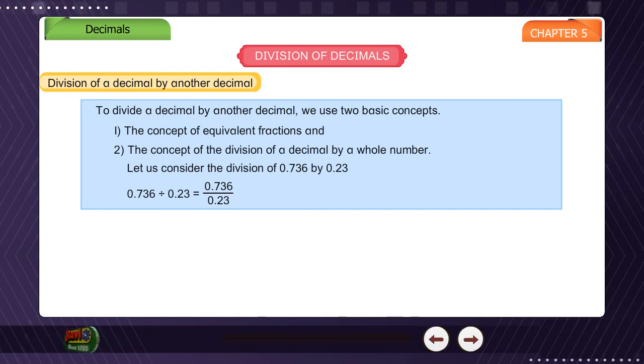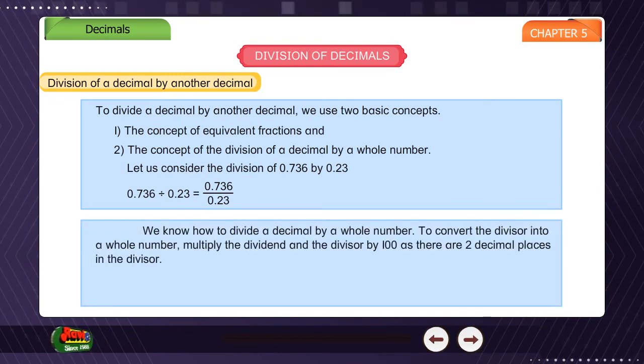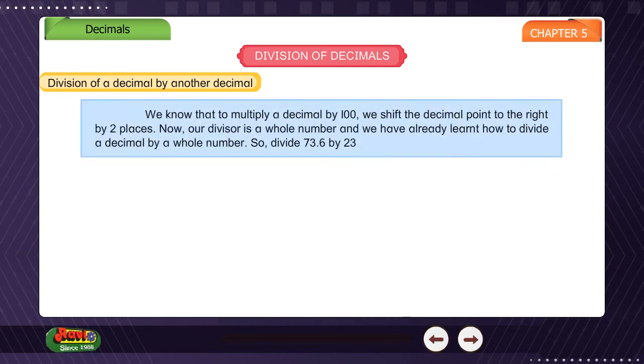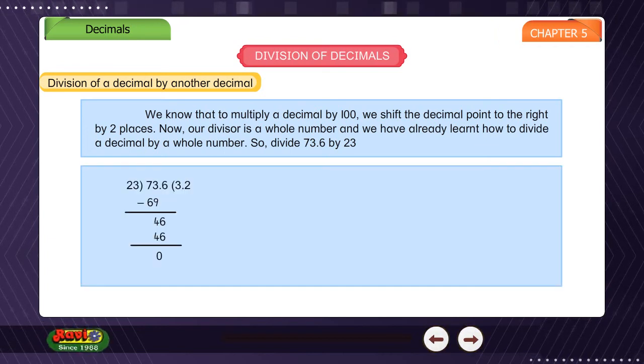0.736 divided by 0.23. We know how to divide a decimal by a whole number. To convert the divisor into a whole number, multiply the dividend and the divisor by 100, as there are two decimal places in the divisor. So 0.736 into 100 by 0.23 into 100 is equal to 73.6 by 23. We know that to multiply a decimal by 100, we shift the decimal point to the right by two places. Now, our divisor is a whole number and we have already learned how to divide a decimal by a whole number. So, divide 73.6 by 23.